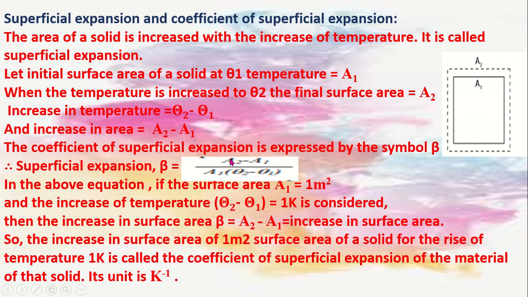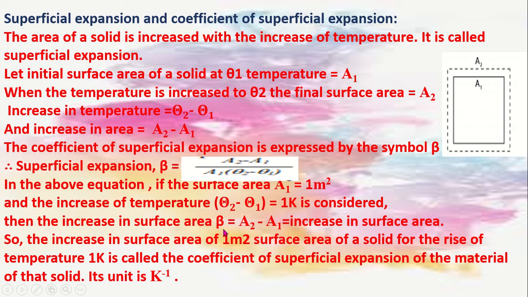Look here, A2 minus A1, its unit is meter square, A1, its unit is also meter square, and θ2 minus θ1, its unit is Kelvin. So it becomes per Kelvin because meter square and meter square cancel out each other. What will remain here? 1 by Kelvin, that means Kelvin inverse. Dear students, I have already told you no need to memorize any definition. You just try to understand and you just try to feel.